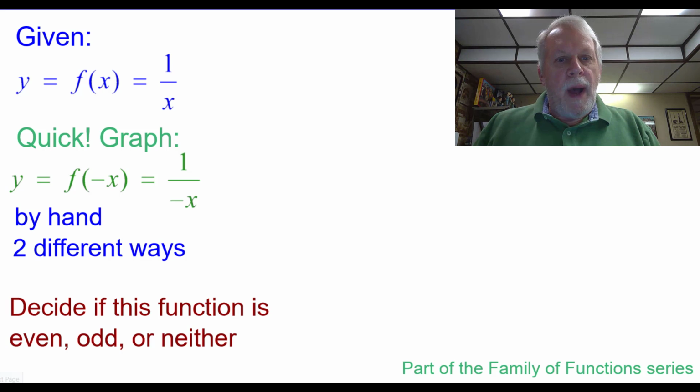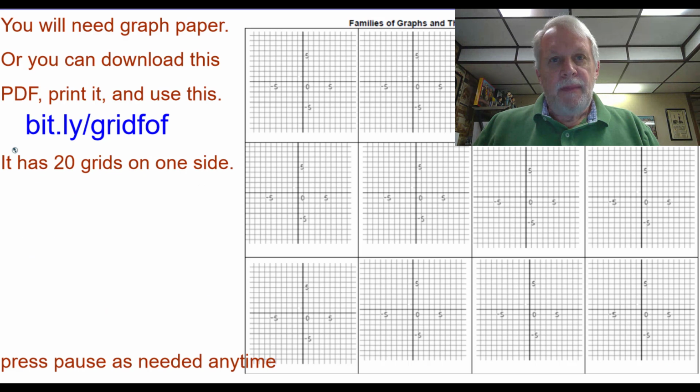Quick, graph y equals 1 over the opposite of x by hand 2 different ways. Decide if the reciprocal function is even, odd, or neither. You will need graph paper or download this PDF and print it. Press pause as needed anytime during the video.